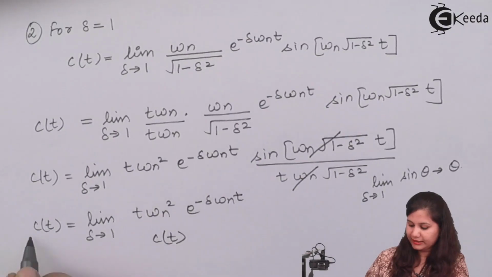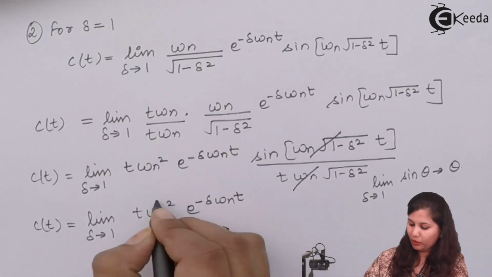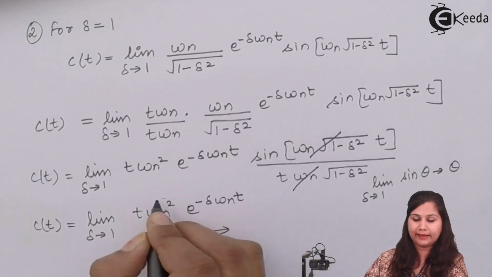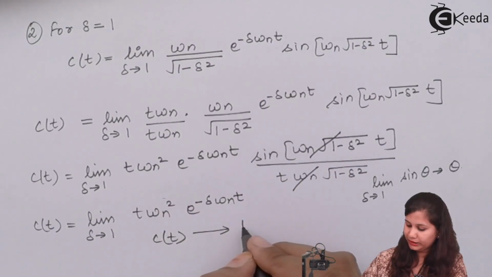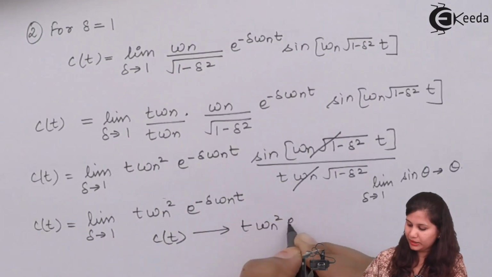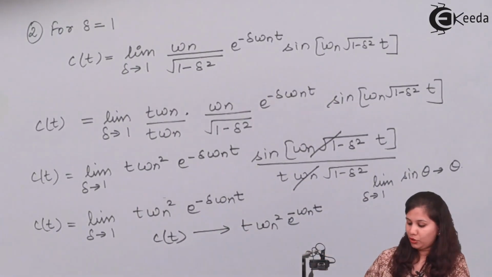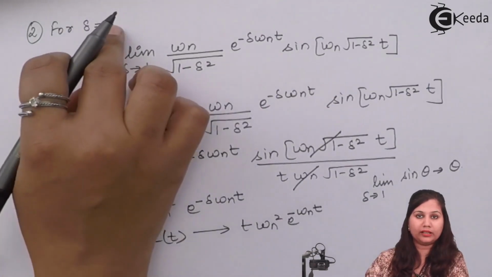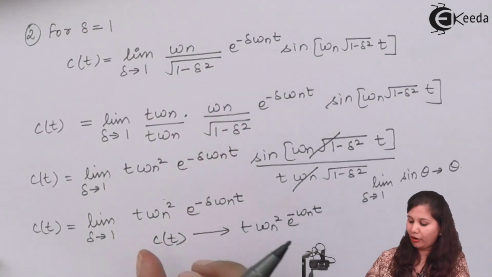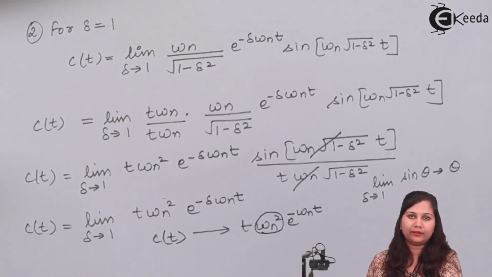So we can see that this c(t), the output response, is depending upon this term omega n, because delta is becoming 1. So we are left with only t omega n square e raised to the power minus omega n t. So we can say that for delta equals 1, the output response depends upon omega n. Okay, so we can write it here.